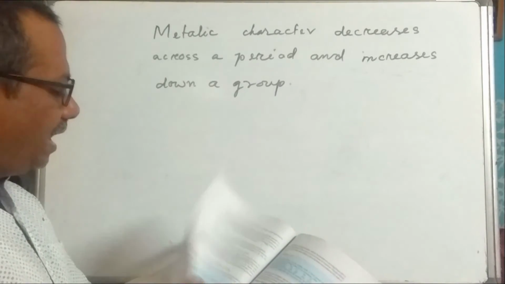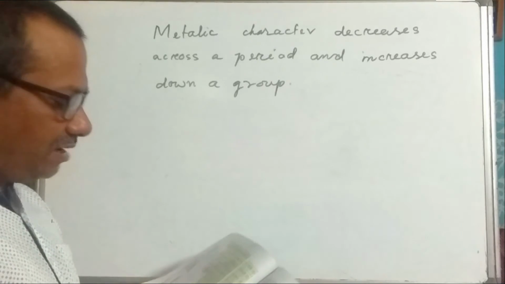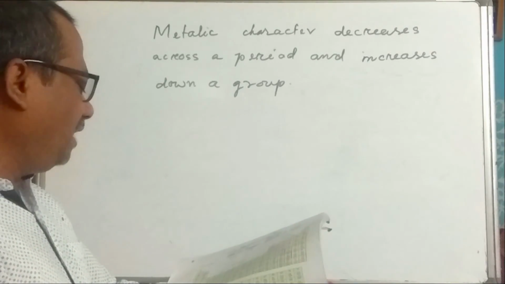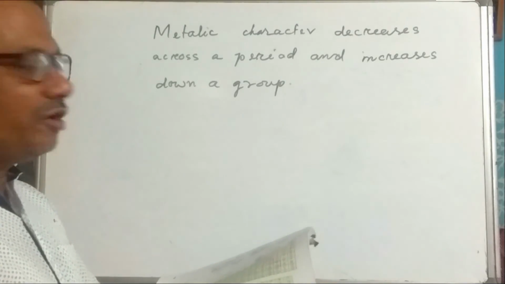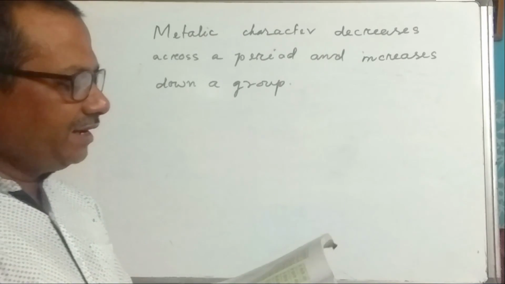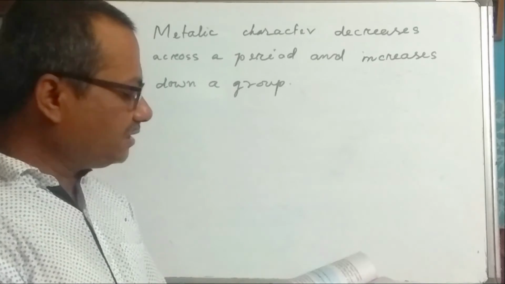So you learn it by heart and try to understand the chapter and learn the name of the elements, their atomic number and their valence electron and their valency also. So here I finish the chapter.